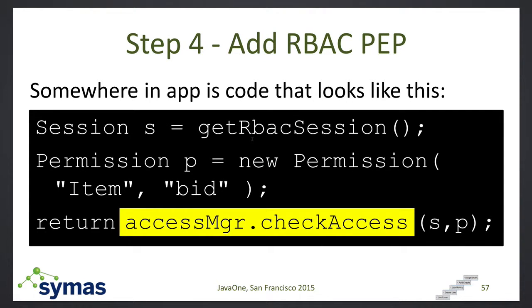Really what we're saying is somewhere in your application will be some application code that looks something like this, where you're gathering the RBAC session that was created in the beginning, and you're going to create a reference to a permission, which then maps to a particular resource operation you want to do, and you're going to call the System Manager API check access, which then returns a Boolean. Of course, you won't hard code your permission names. This is just for an example.